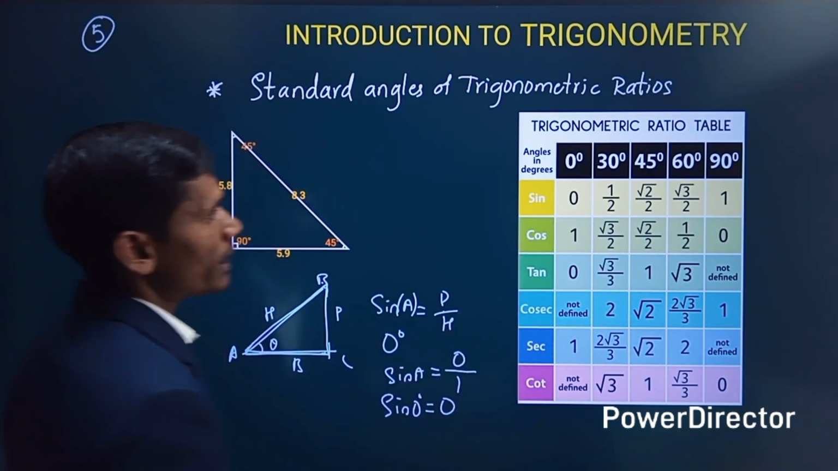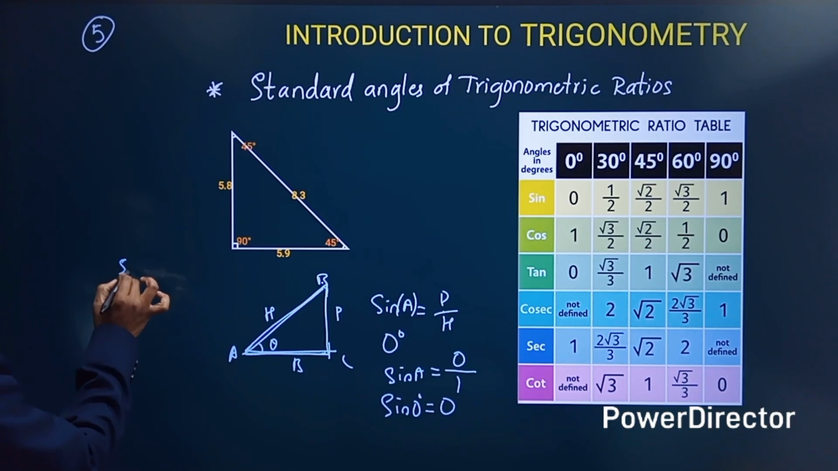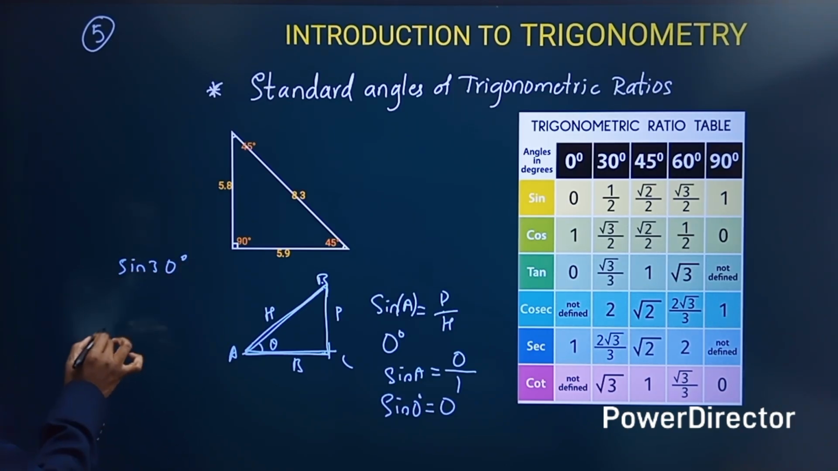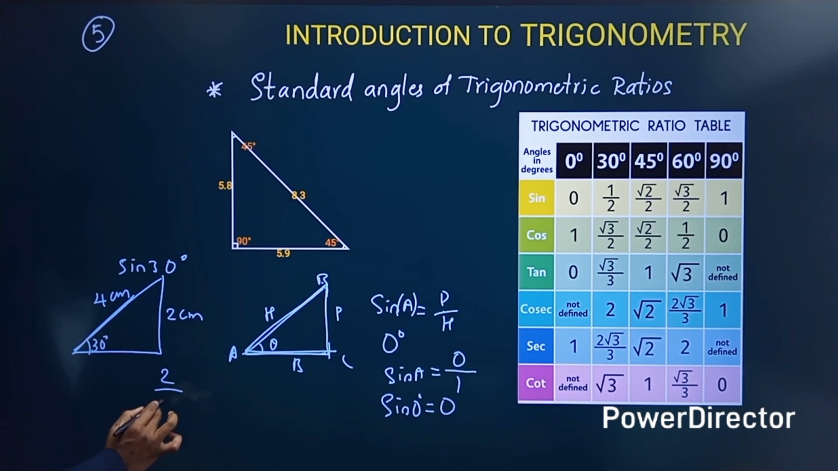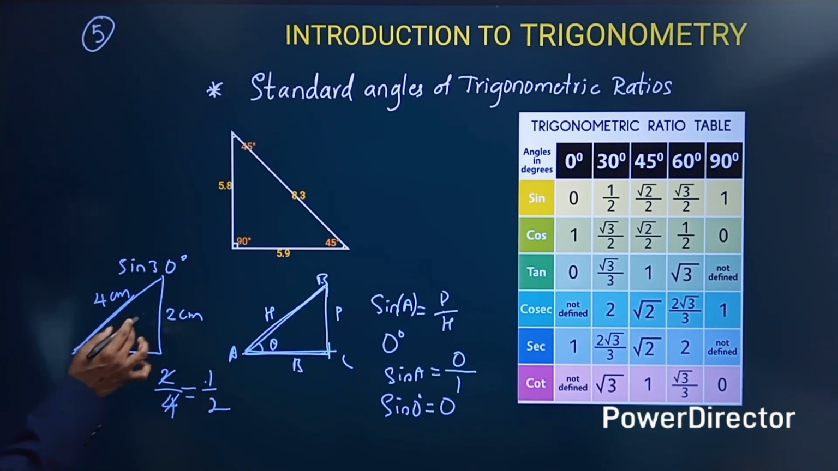In the same way, 1 by 2. If you take sine 30 degree, what does it mean? If you consider any triangle with a 30 degree angle, say for example this is 2 centimeter, then this is 4 centimeter. This is fixed. Sine 30 means 1 by 2, opposite divided by hypotenuse. If you cancel, you get 1 upon 2 only. So the length of the hypotenuse will be double the opposite side's length.